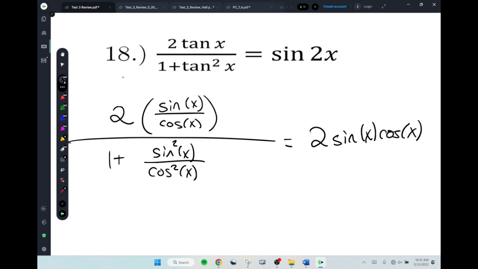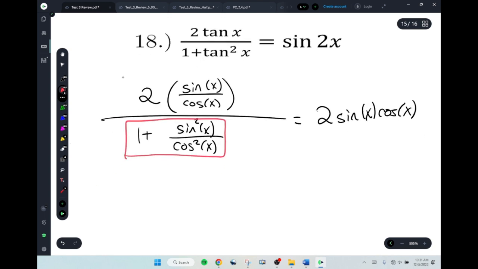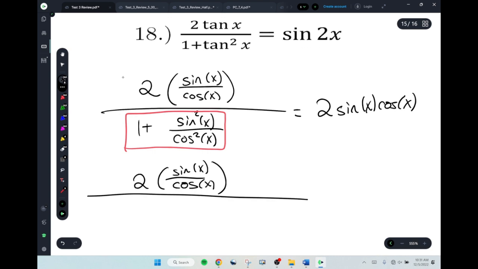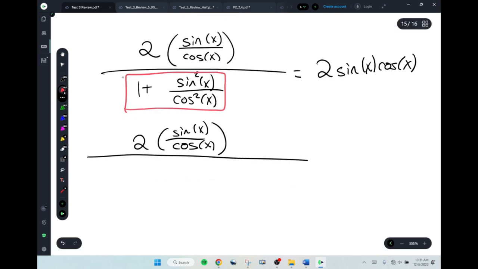Really, really slowly. So the first thing I'm going to do is look at the bottom and say I want to put these 2 red ones together. So I'm going to leave the top alone. This is what I mean by slow: do little steps at a time. Leave the top alone. Big old divide sign. And how do you combine those 2 things right there? Well, you turn the 1 into cosine squared over cosine squared, because can't 1 technically be anything over anything?